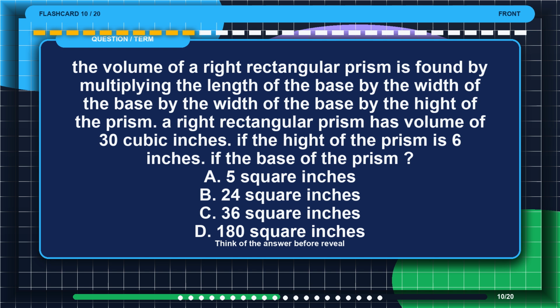A. 5 square inches, B. 24 square inches, C. 36 square inches, D. 180 square inches. Pause and think of the answer before the reveal.